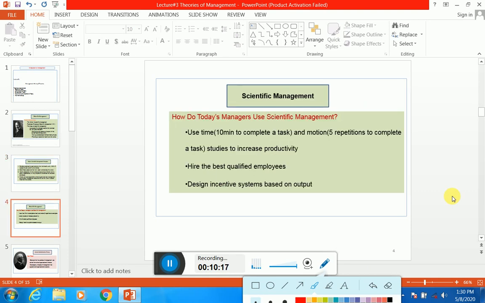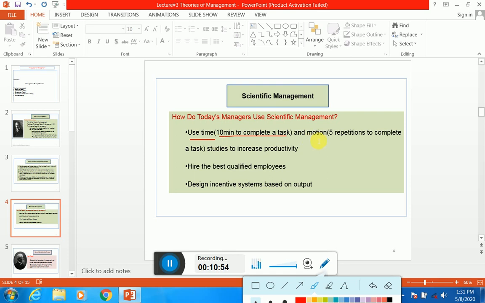Nowadays, how do managers apply scientific management theory? How do today's managers use the scientific management approach in the organization? Use time study and motion study. Like for example, for each of your jobs, a time is specified. There is a time frame. For example, I need to complete this task within 10 minutes. So it means that is the utilization of time. That is the time frame. And that was proposed by Taylor in scientific management.